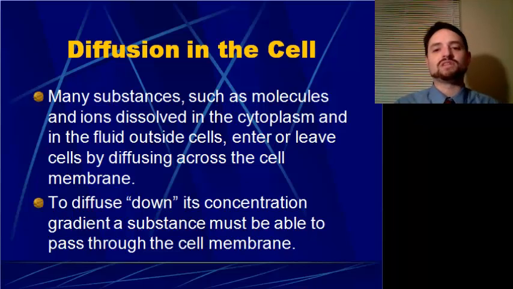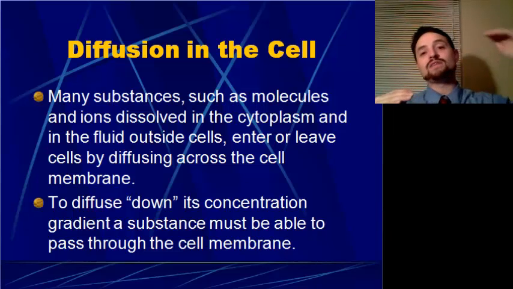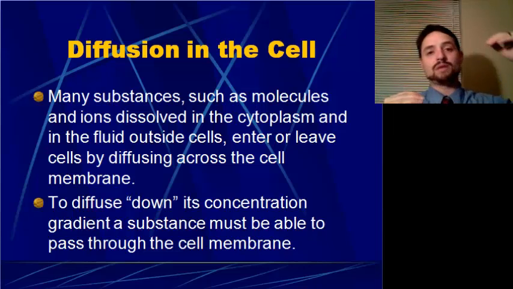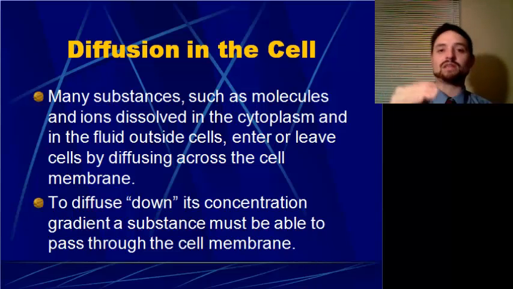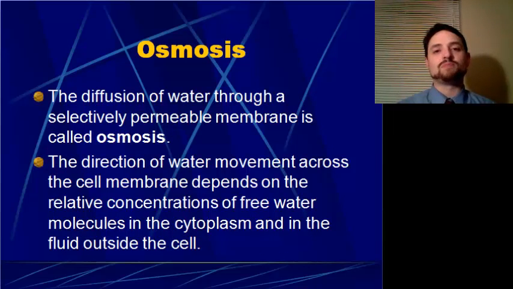So when we look at diffusion in the cell, many substances, such as molecules and ions that are dissolved outside the cell and inside the cell, are having to be transported through that cell membrane. Now, some of them are able to just go directly through the cell membrane, but for that to happen, they really have to be small and many times non-charged or uncharged so that they can get through that lipid area of the cell membrane. We've talked about that in class. One such molecule that has to diffuse across the cell membrane is called water, and that process of diffusion of water through that cell membrane is called osmosis.